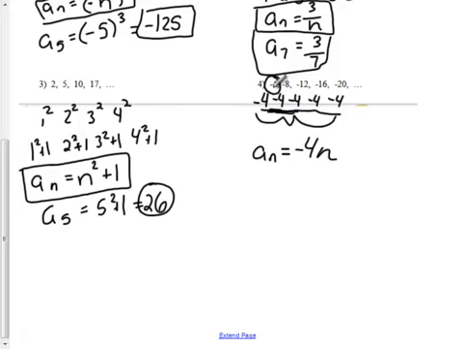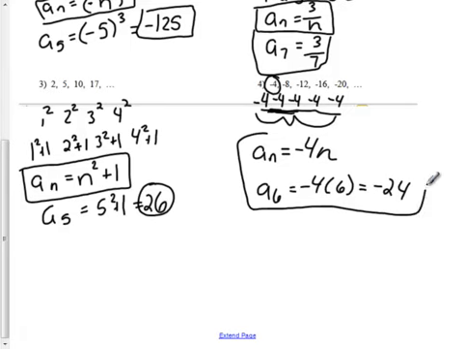Now we have the first 5 terms. We are looking for the 6th term, so just plug in 6 where we see n. Negative 4 times 6 will give me negative 24. So here is the rule and the next term in our sequence.